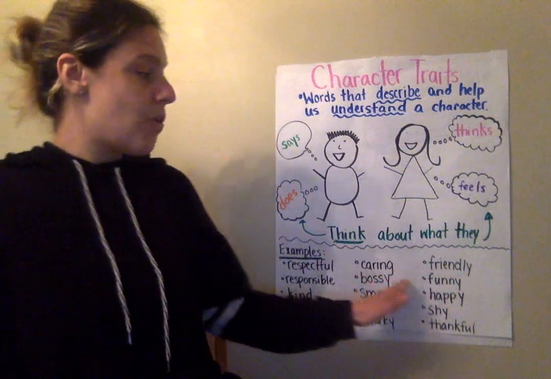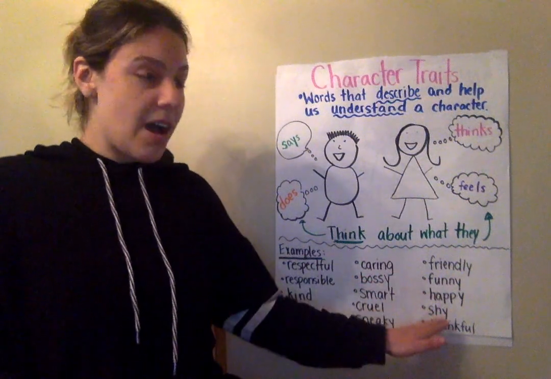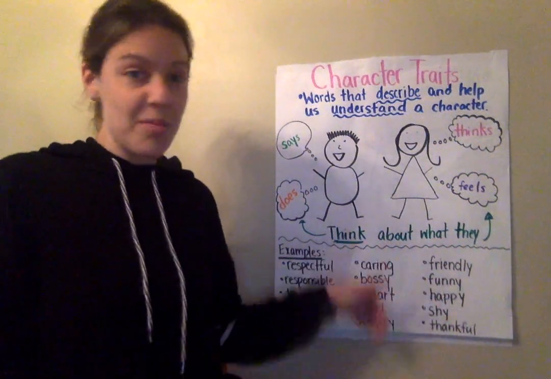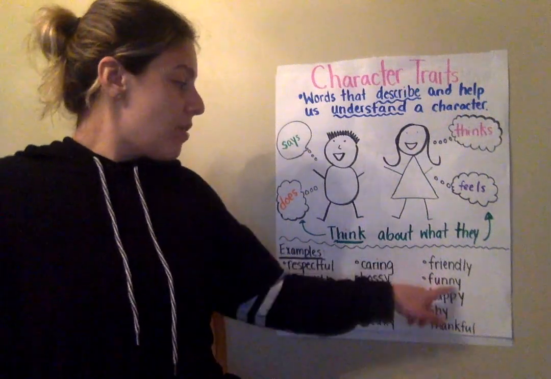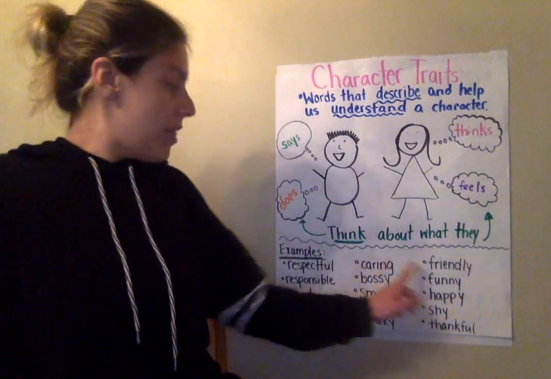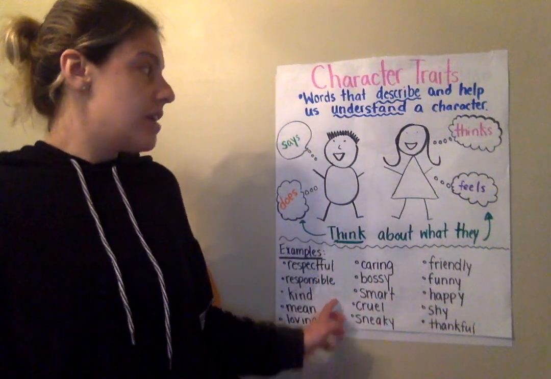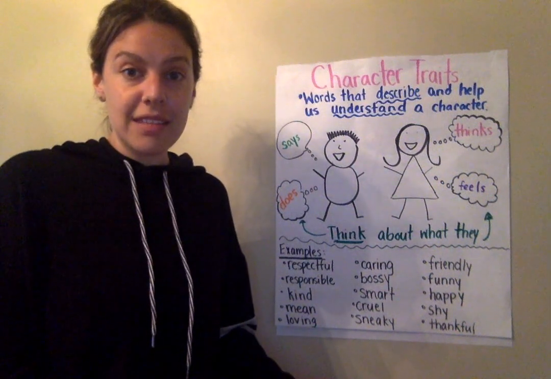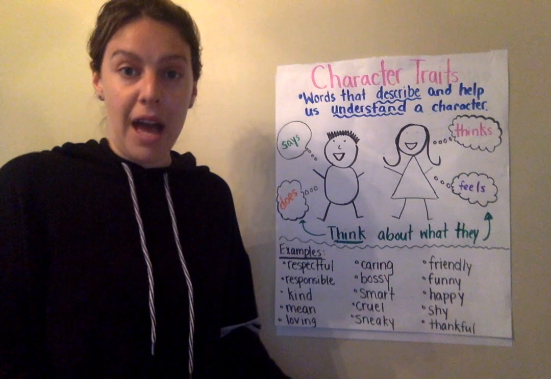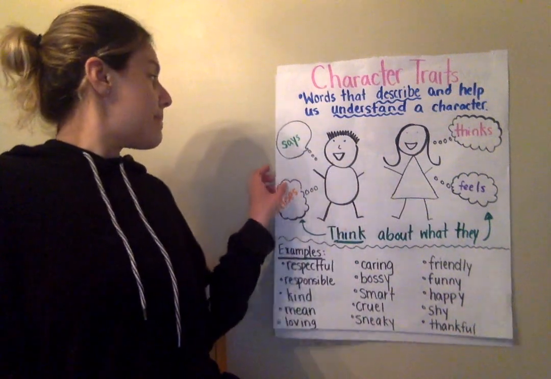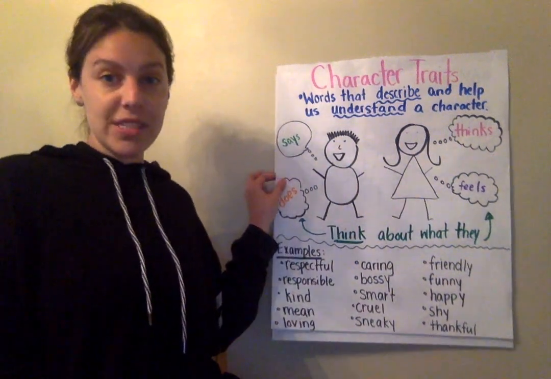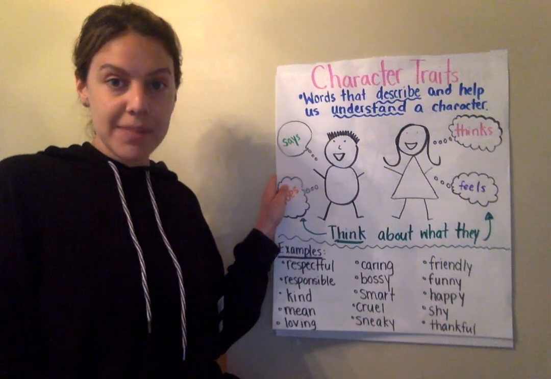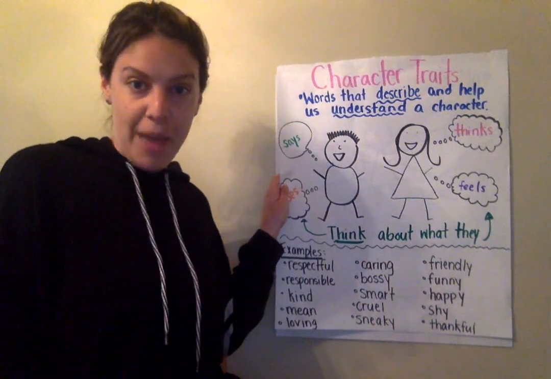Now, characters are all different. Some have some traits and some have other traits. So not all characters and not all people have all of these traits, okay? All characters are different. So let's get to know Goldilocks by making a character map. You guys were doing such a great job with your story maps. Let's start making character maps.